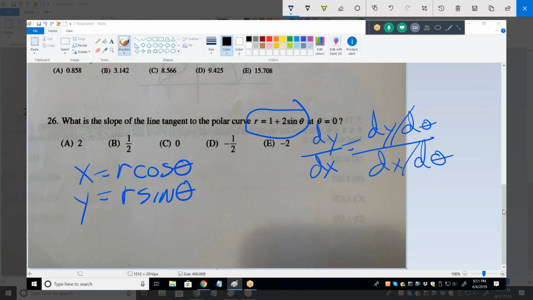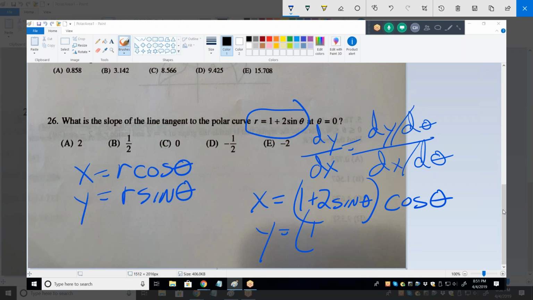So what's x equal to? So x would equal 1 plus 2 sine theta, times cosine theta. Yeah, exactly. And then y would equal 1 plus 2 sine of theta, times sine of theta.